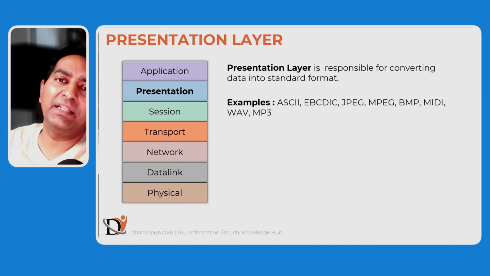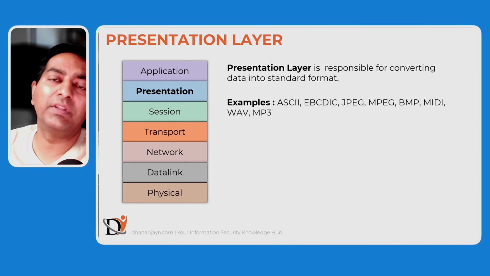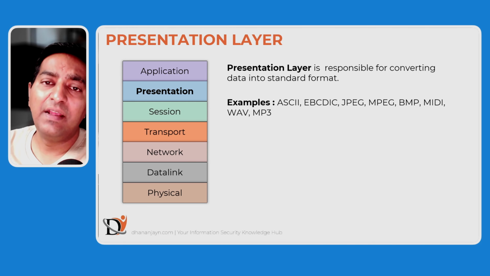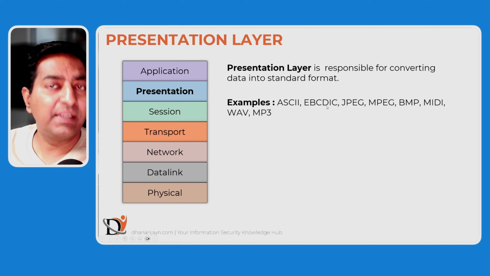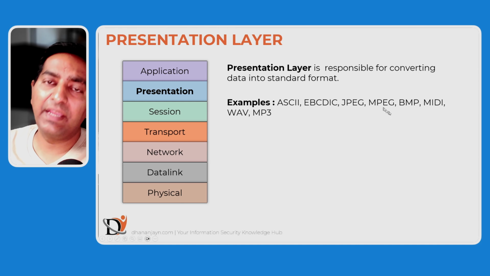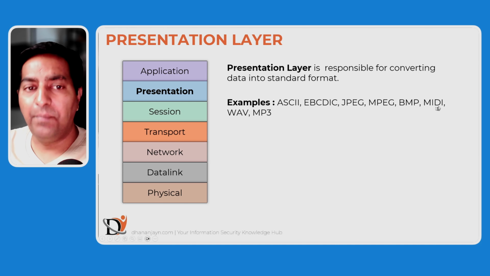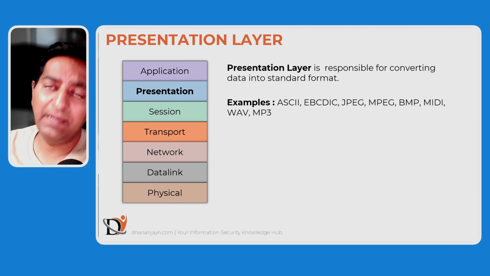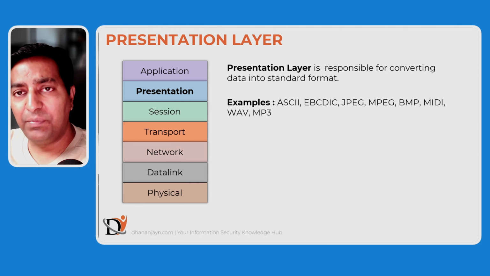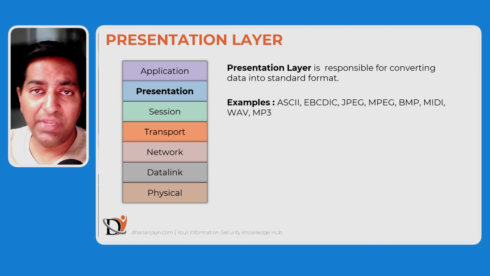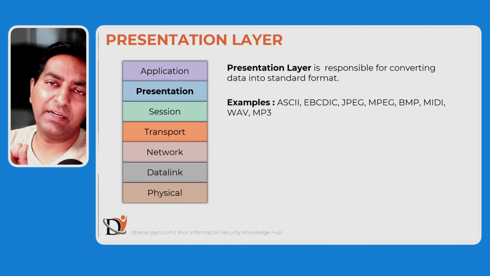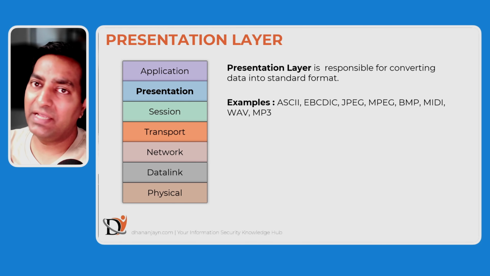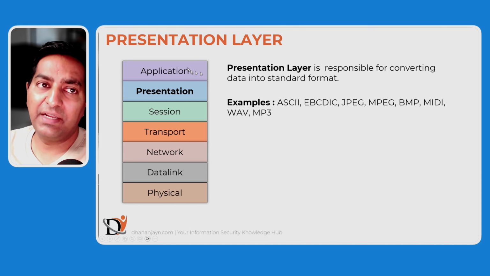While transmitting that data over the wire or over the internet, it needs to be in a computer readable format. These formats are ASCII, EBCDIC, JPEG, MPEG, BMP, MIDI, WAV, and MP3. There are many more formats, like MP4. If you are watching a video, data would be transferred in the form of MP4 or MOV, or many other available formats. But the formats need to be understood by the computer. That's where the presentation layer comes into the picture.